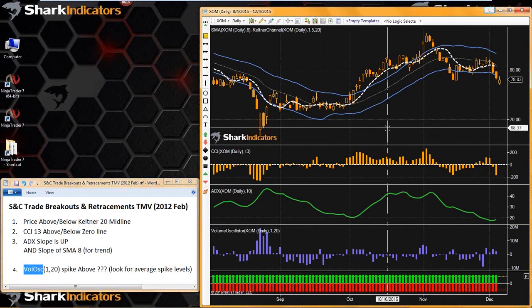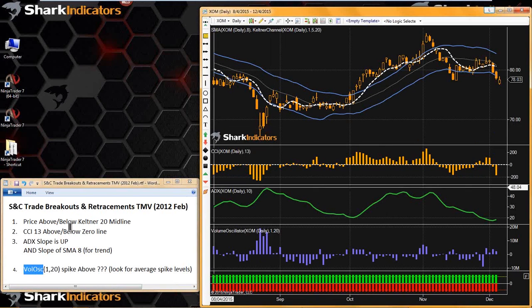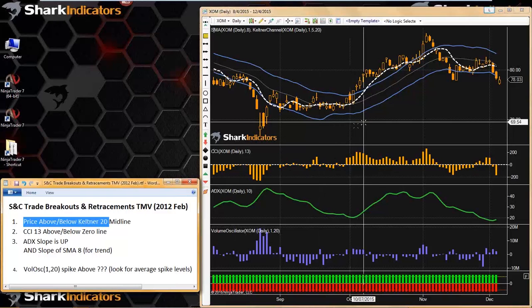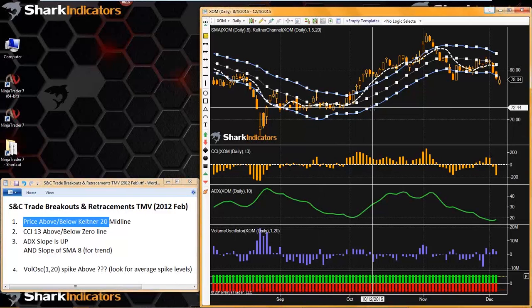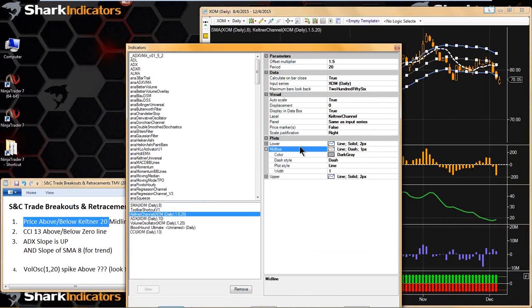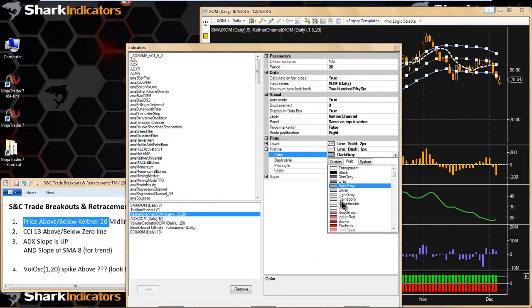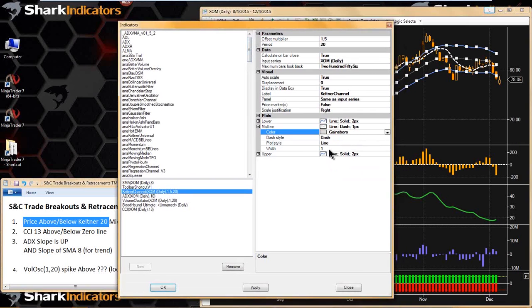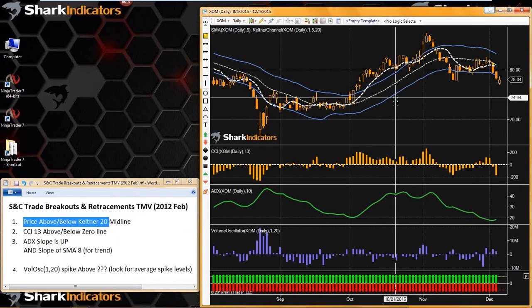So I already have a chart set up here. The first part is pretty simple. We're just looking for price to be above or below our Keltner 20. So I've got the Keltner line on here, and let's see. I'm going to lighten up the midline here because that is what we're comparing against. Let's lighten that up a little bit. There we go.